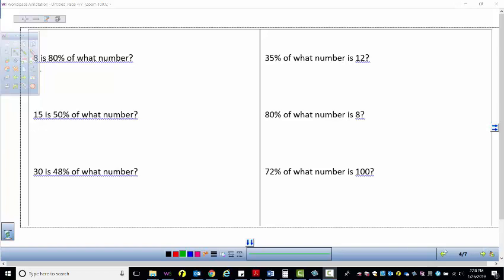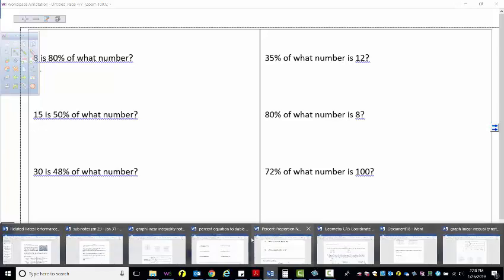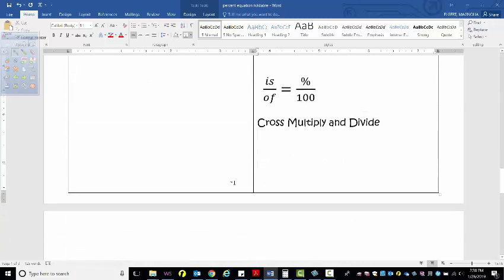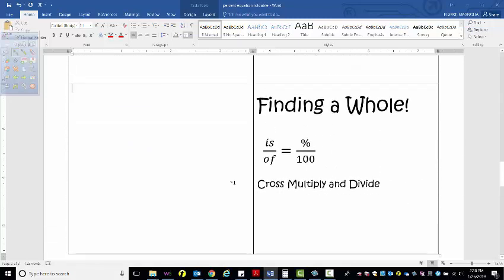Okay, so now make sure that you are on the bottom of the note sheet. It's called Finding the Whole. So this time we're going to be missing the of. All right, so this is the last type. And then we'll put them all together later, but we're going to be finding the of.